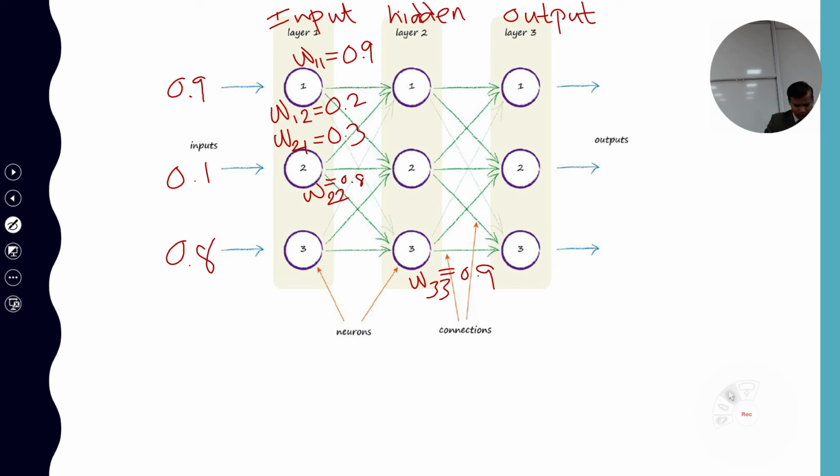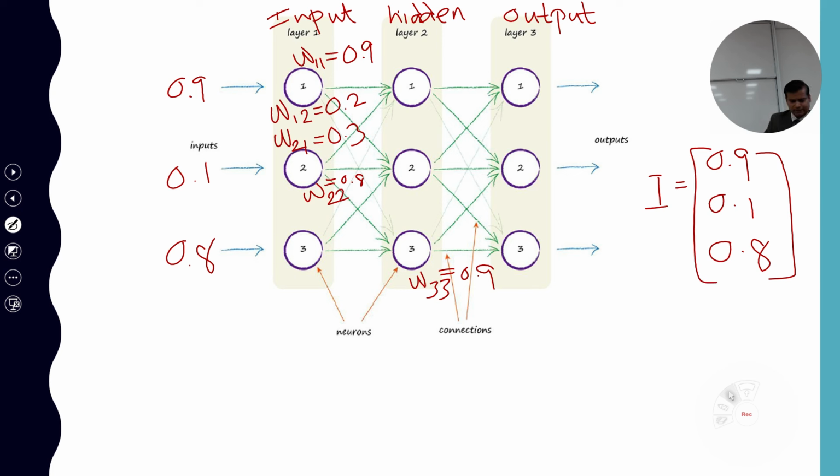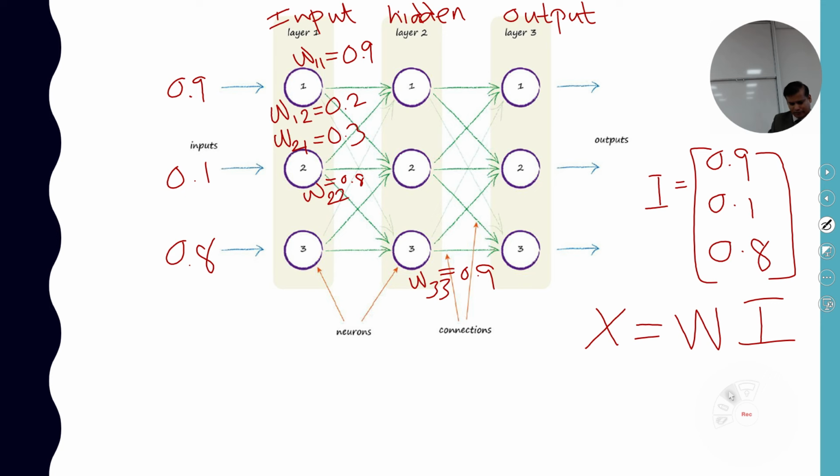Let's call it initially we have the I vector, that is the input vector, which is equal to 0.9, 0.1 and 0.8. Right, and let's remember each node in this middle hidden layer is connected to every node in the input layer so that it gets some portion of the input signal. Let's write these as the weight times the input I. So let's write these in matrix form.